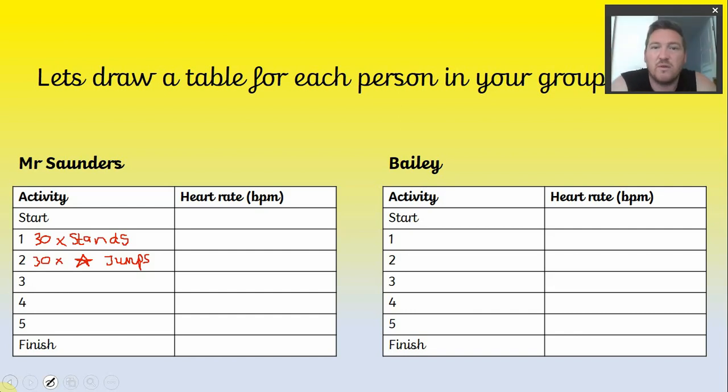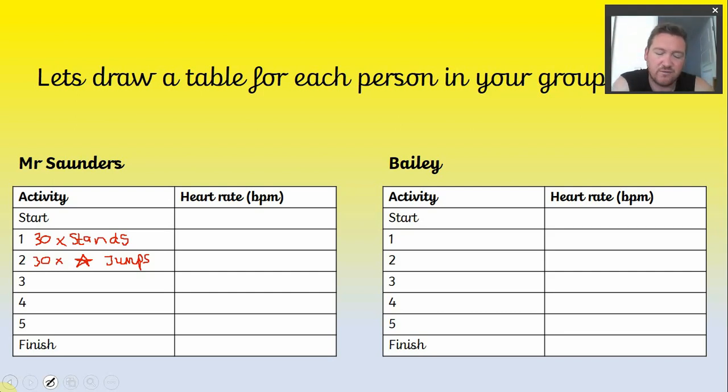Now, to work out how many beats per minute, we're not going to count all the beats in 1 minute. What we're going to do is ask our partner to look at their watch or their phone or their timer and tell us to start counting, and they're going to check for 6 seconds. So let's do this together if I've not explained that very well.